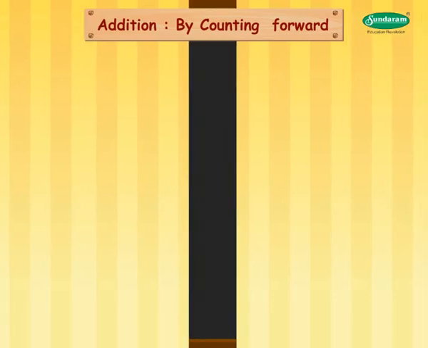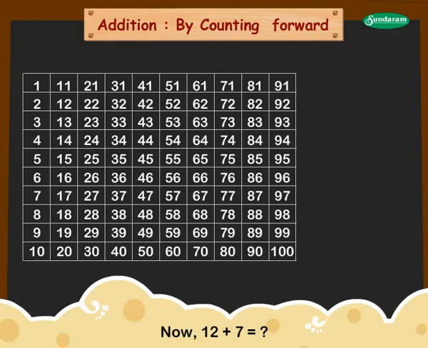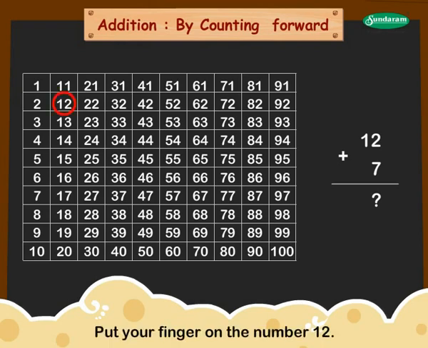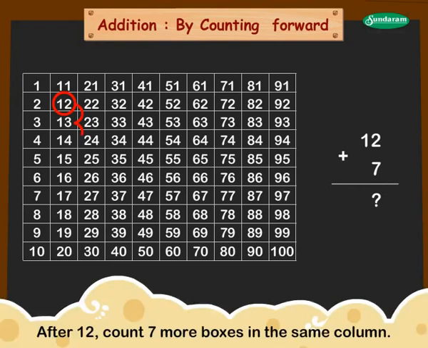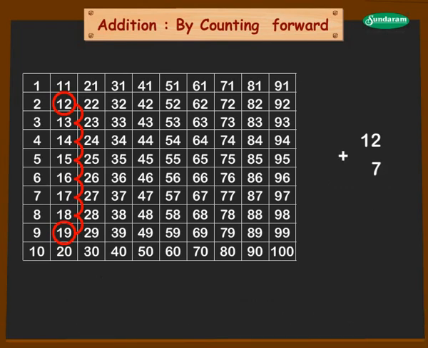Addition by counting forward. Look at the table of 100. Now, 12 plus 7 equals how much? Put your finger on the number 12. After 12, count 7 more boxes in the same column. Which number do you get? 19. 12 plus 7 equals 19. This is how we add by the counting forward method.